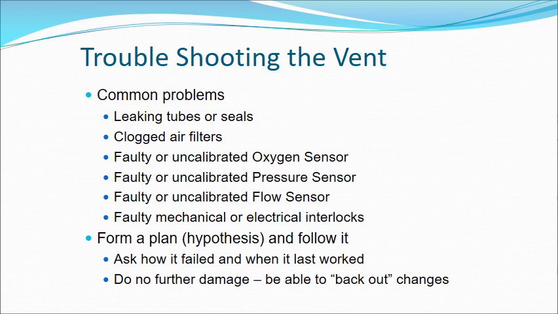Faulty mechanical or electrical interlocks. Again, form a plan, a hypothesis, and follow it. First of all, get the service manual, read everything in it, and get as much information as you can about what you can and can't service. In the ventilator, it can be very limited. Remember, this is a class 3 device. It is a life support device, not like the class 2 devices you work on, for instance, an oxygen concentrator. If you mess with this and it malfunctions, a patient can die. Their life depends on it.